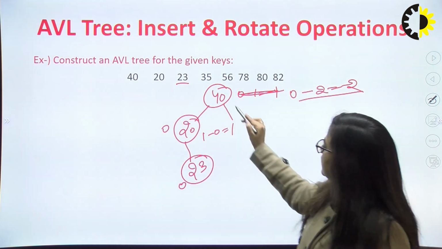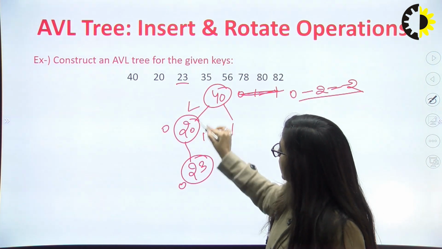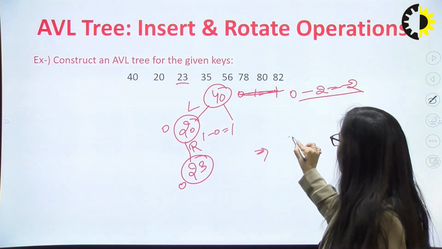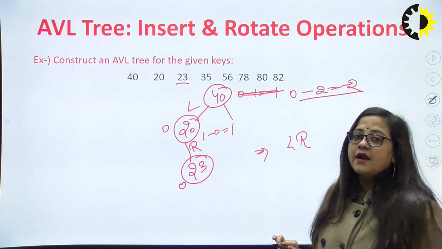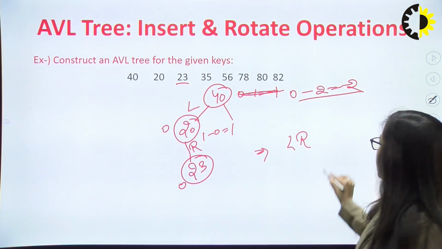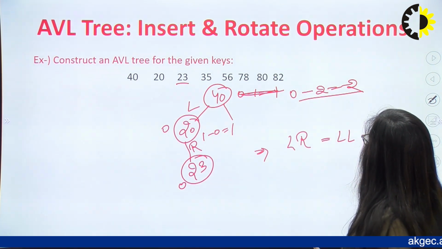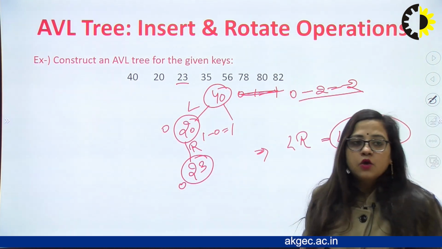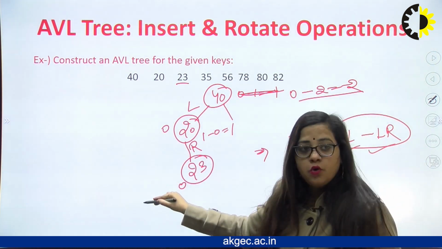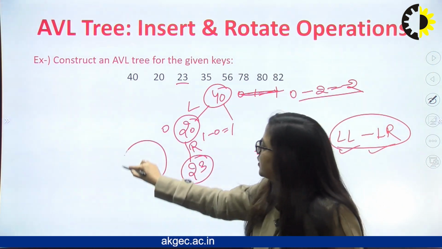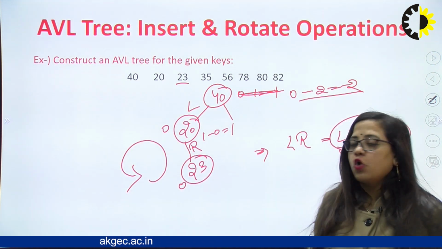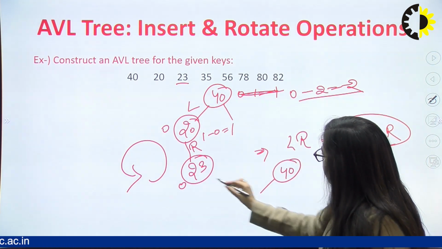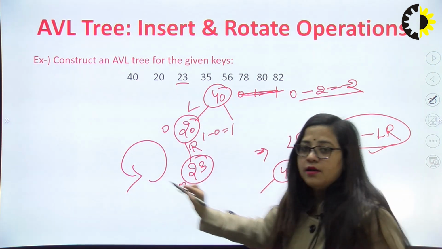Which type of rotation is needed here? It is a left and a right, so it is an LR condition, and we need 2 rotations. First one is LL, then LR. We need these 2 rotations here. So first it moves anti-clockwise. Move anti-clockwise, here 40. Then it moves above and it is on the left.